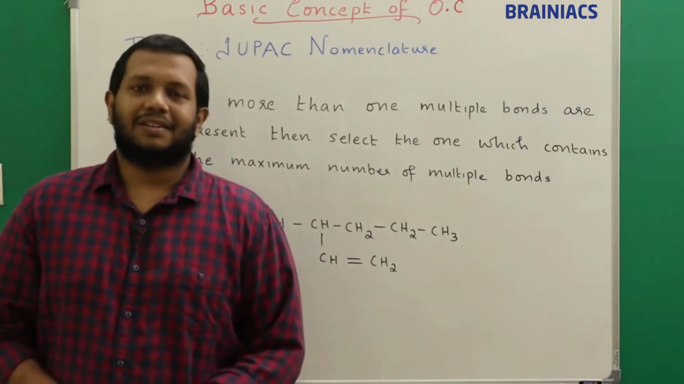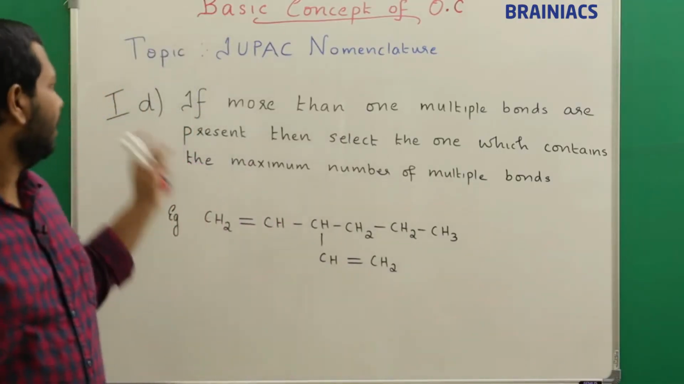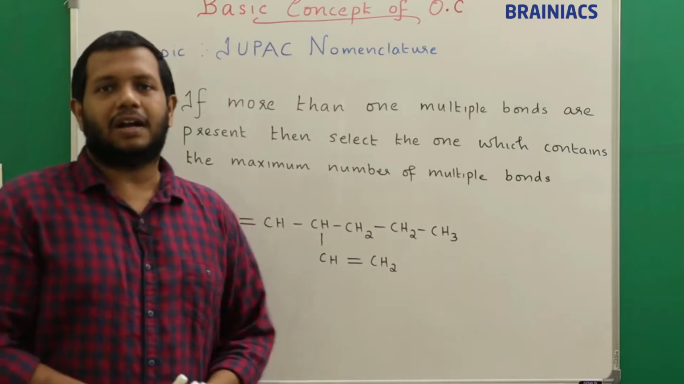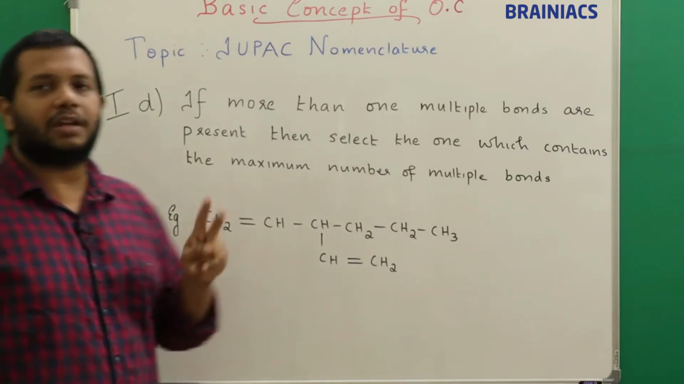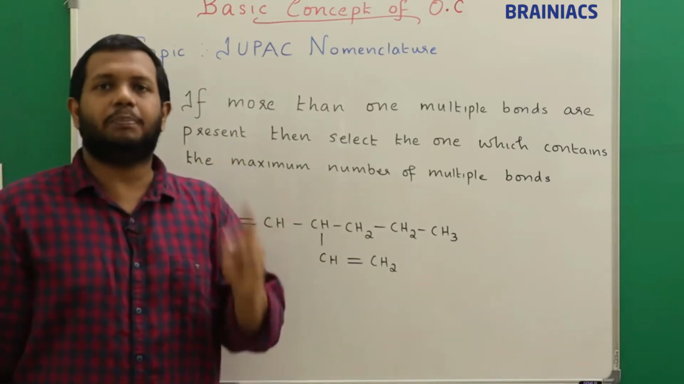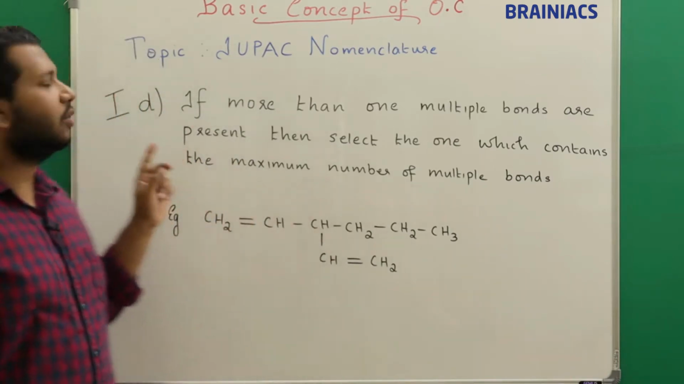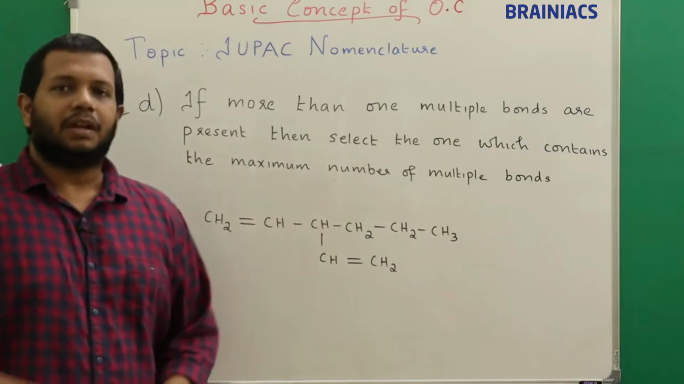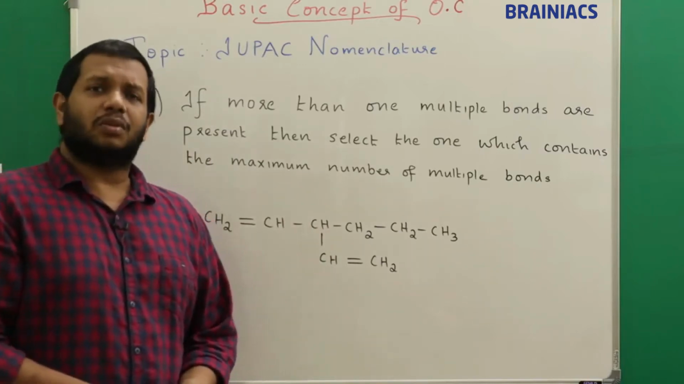Hi dear students. So today we are going to discuss the fourth subrule under category 1. I have told you there are two main rules, 1 and 2. In that we have discussed 1A, 1B, 1C, and now we are going to discuss 1D. Okay, so let's see what this rule says actually.